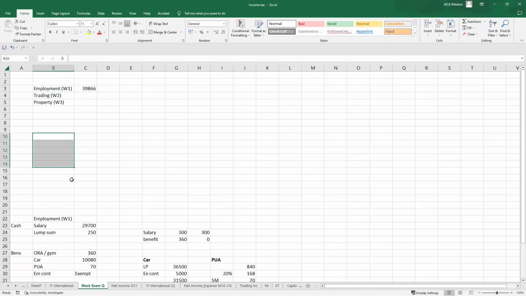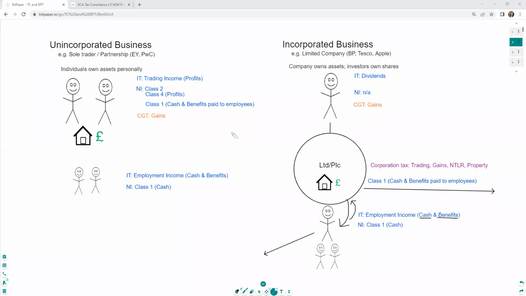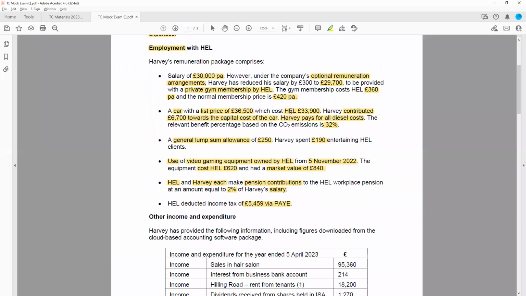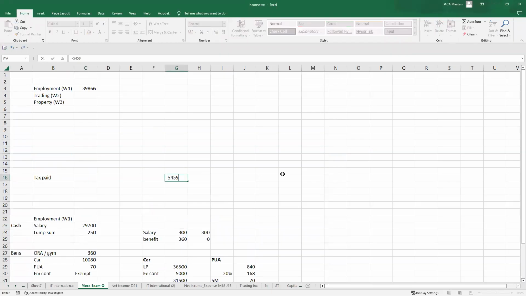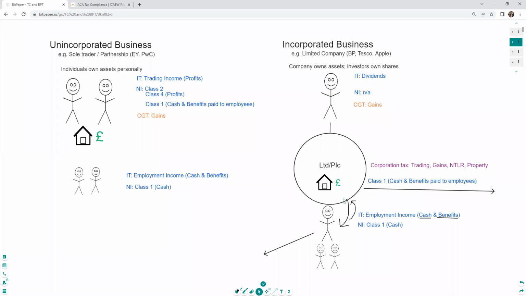When we go through and multiply by the bands, we'll see that the tax already deducted via PAYE will be the tax liability on that employment income. And we can see it was 5459. So, assuming that they have coded it correctly, then that should equal the income tax liability on the employment income. So that's just tax that has been taken off the employee at each and every payday.